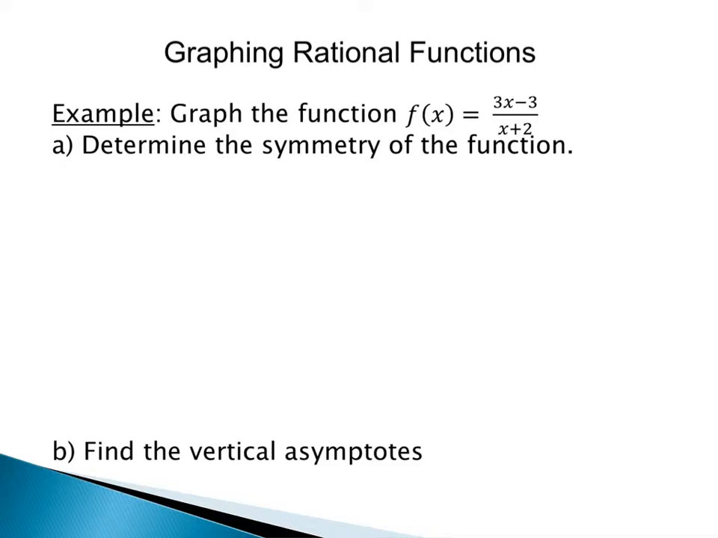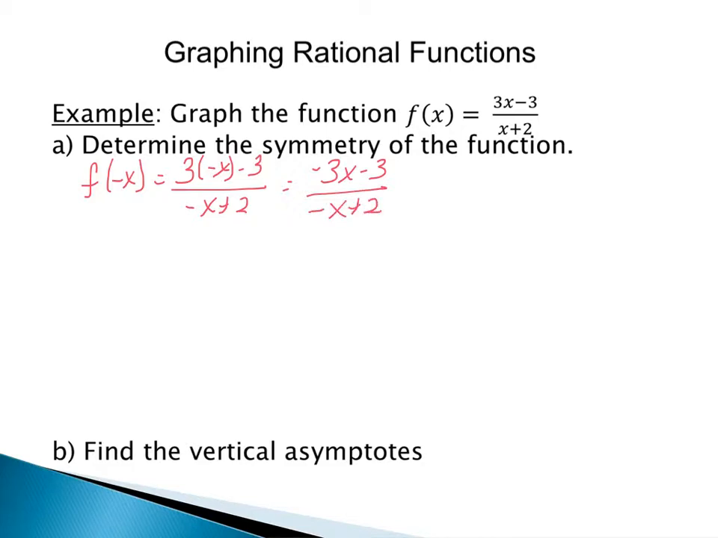We do need to go back to using that f of negative x. So first we'll try to figure out if the function is even, which would mean that it's symmetric about the y-axis, and in order to do that we would need to show that f of negative x is equal to the original function f of x, which means we need to find f of negative x. So when we substitute that in, we're going to have 3 times negative x minus 3 over negative x plus 2, which gives us negative 3x minus 3 over negative x plus 2.